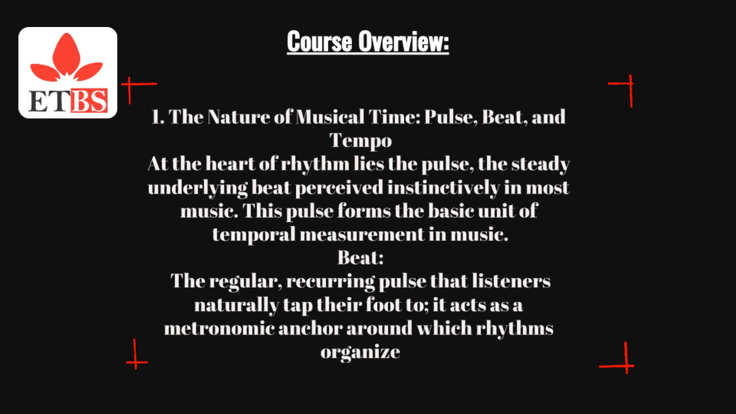1.3 Classification of scales. Diatonic scales consist of 7 notes per octave with 5 whole steps and 2 half steps in specific arrangements, such as the major and natural minor scales. The chromatic scale comprises all 12 semitones within an octave. Pentatonic scales are 5-note scales common in folk and popular music worldwide.